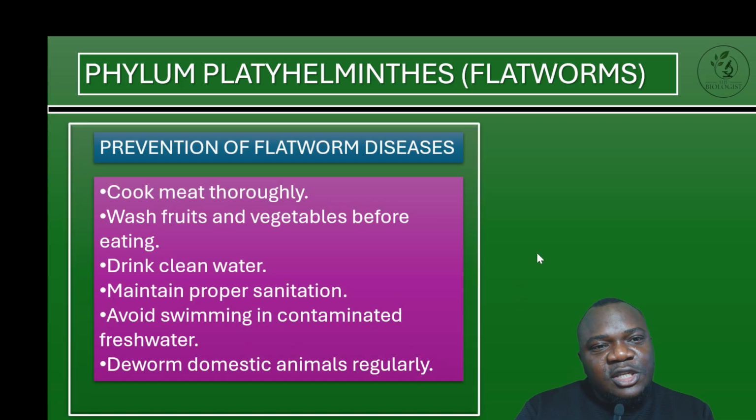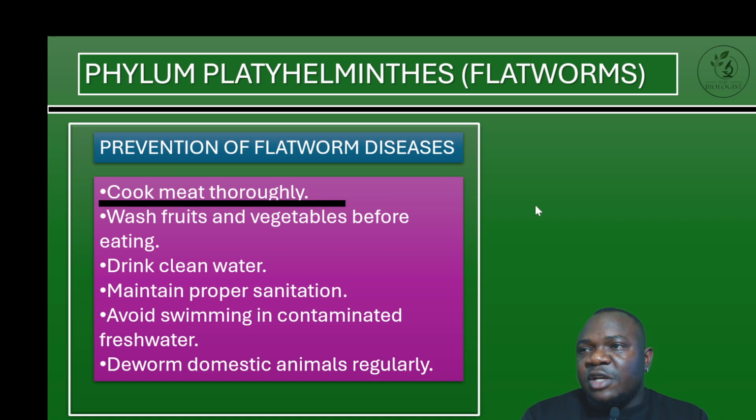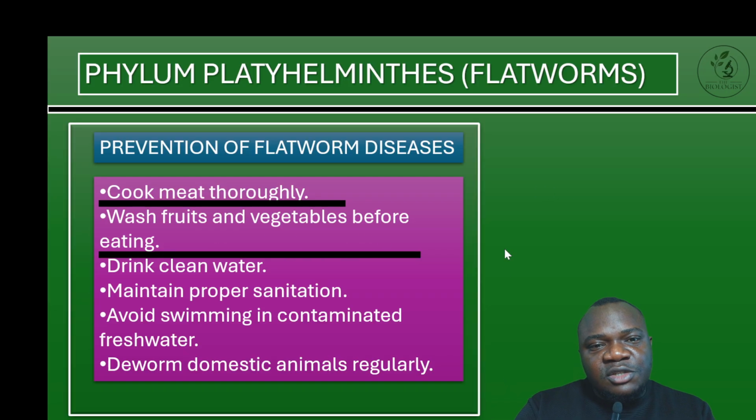All right. So just important information here you need to know. Prevention of flatworm disease. All you need to do is to cook your meat thoroughly. You have to cook it thoroughly in case you have the larvae there, so the larvae can easily die due to excessive heat. Wash fruits and vegetables before eating. It's very important. The next one, you drink clean water.